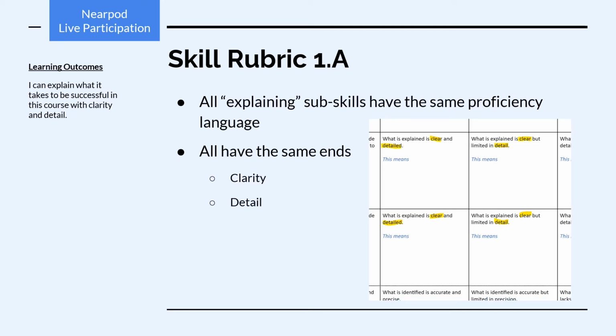Similarly, all explaining subskills have the same proficiency language. What we're looking for there is that you have clarity and detail in your explanations.